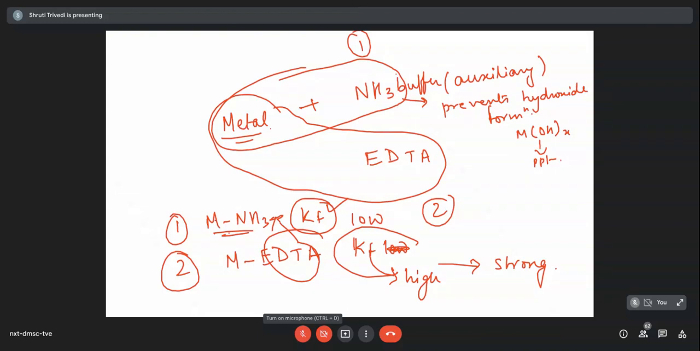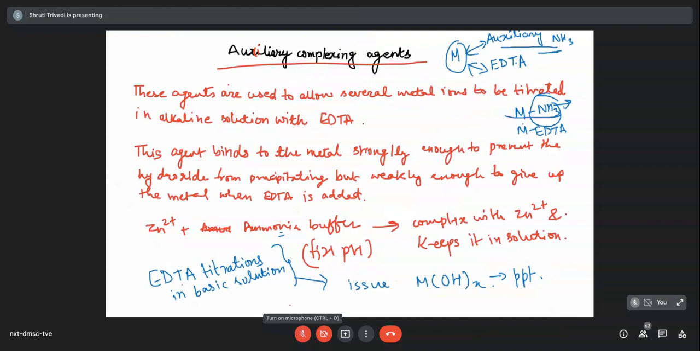Yes, ma'am. Okay, so this is what I have written. I'll read it, then you'll understand very quickly. These agents are used to allow several metal ions to be titrated in alkaline solution with EDTA. This agent binds to the metal ion strongly enough to prevent the hydroxide from precipitating, but weakly enough to give up the metal ion when EDTA is added. That means ammonia will go away because EDTA is going to sit in that place.